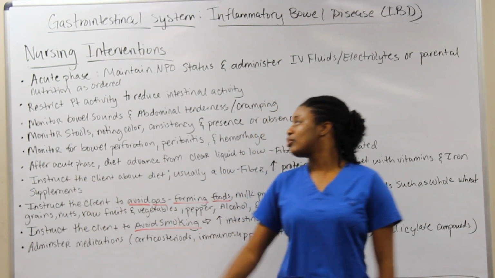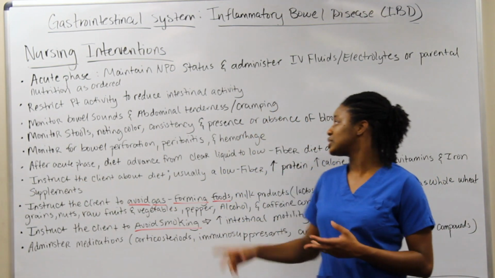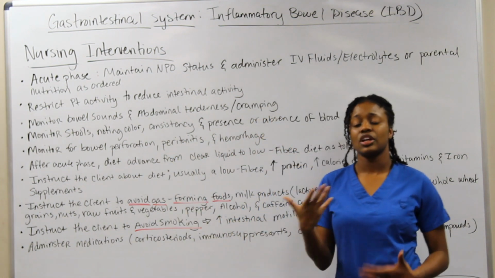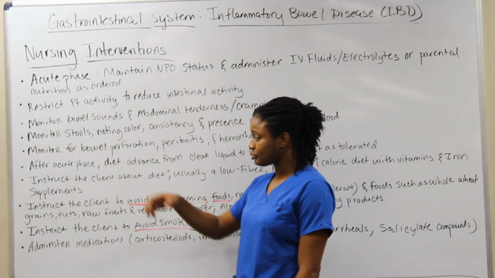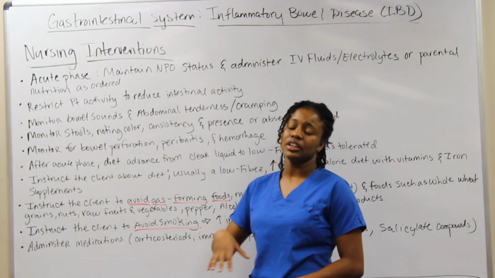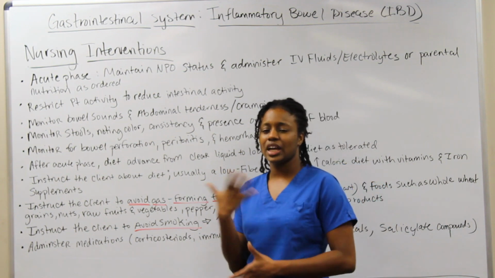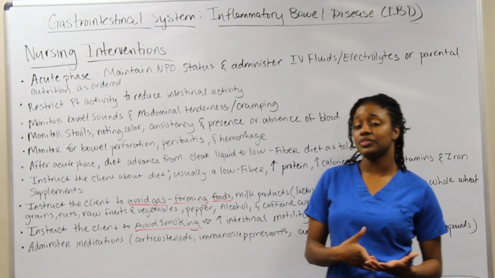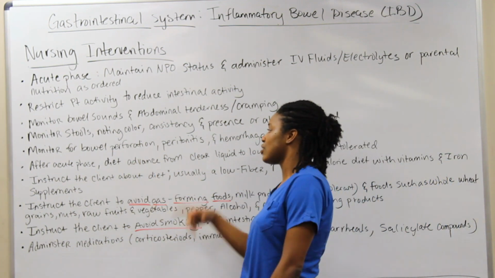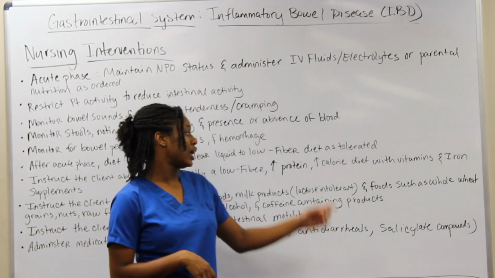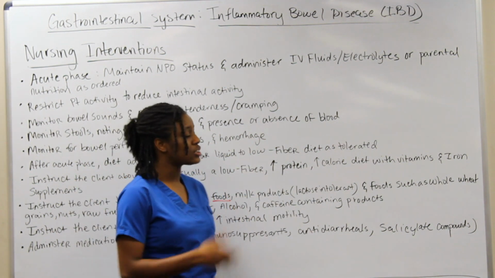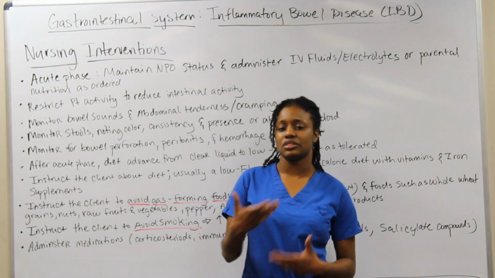You also want to monitor for bowel perforation, peritonitis, and hemorrhage, which we went over, different signs that tell you if the patient is having peritonitis, right? After the acute phase is done with, and the inflammation is not as much or not as often, they're kind of back to regular. You want to advance the diet from clear liquid to a low fiber diet as tolerated, only if they can tolerate it. If they can't tolerate it, then you still want to keep them on clear liquids until they're able to.